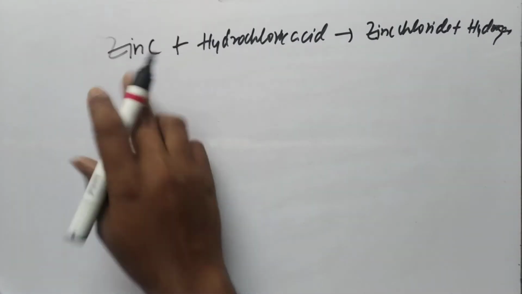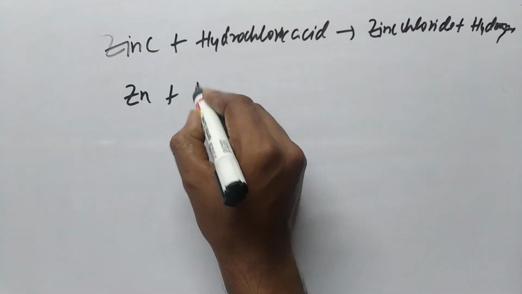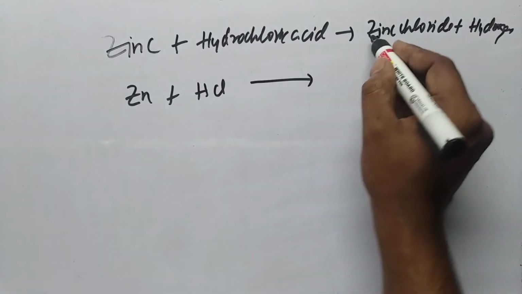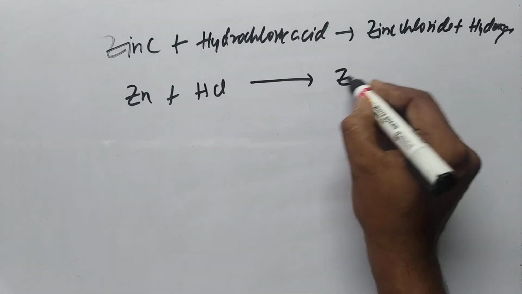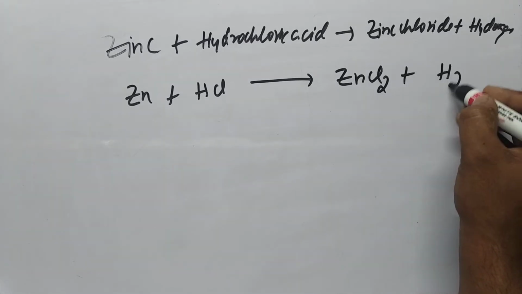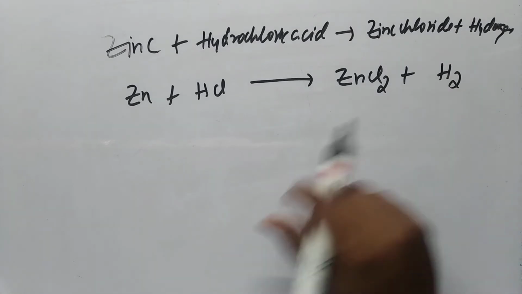The formula for zinc is Zn. The formula for hydrochloric acid is HCl. These two are the reactants. When they combine, we get the product zinc chloride, ZnCl2, plus hydrogen. This hydrogen is in the form of gas, so we have to write it as a diatomic molecule.